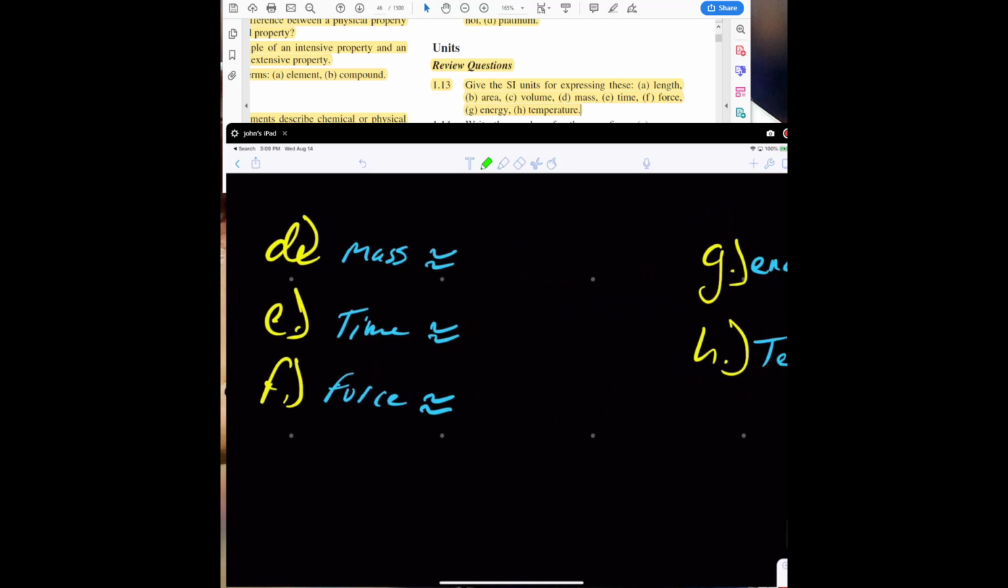Then moving on. Mass. We stated earlier mass was the kilogram, which is correct. Kilogram. Time. It's not minutes, it's not hours, it's seconds. So lowercase s. Force. This one here is not in table 1.2 on page 9. This one can be found in chapter 5 with the gases. Force is actually capital N for Newton.